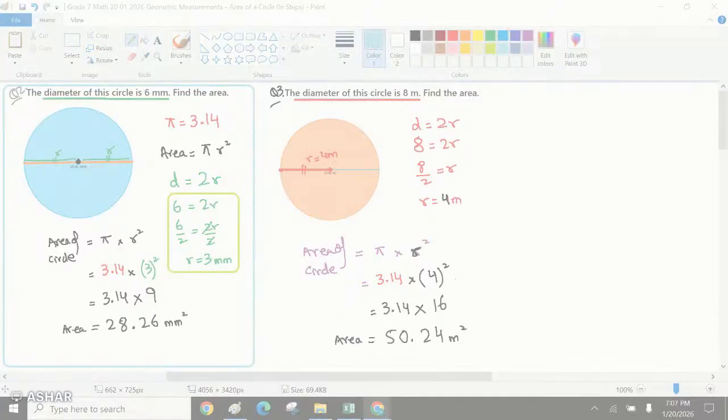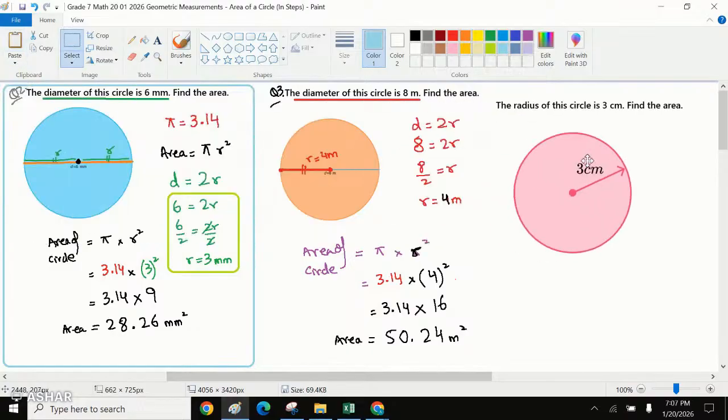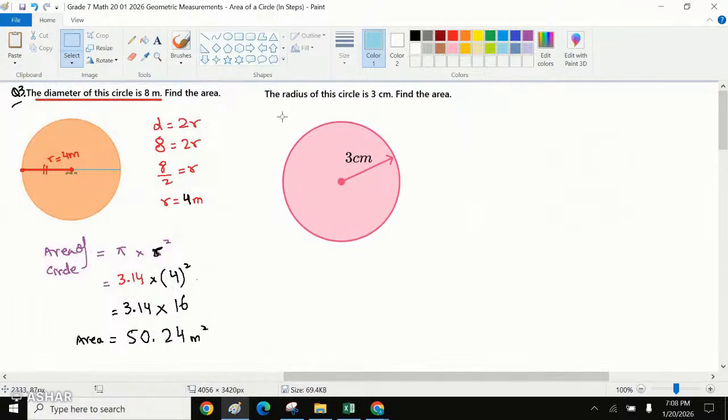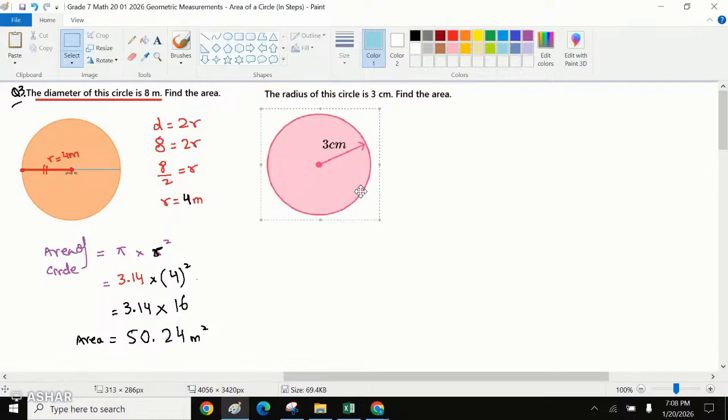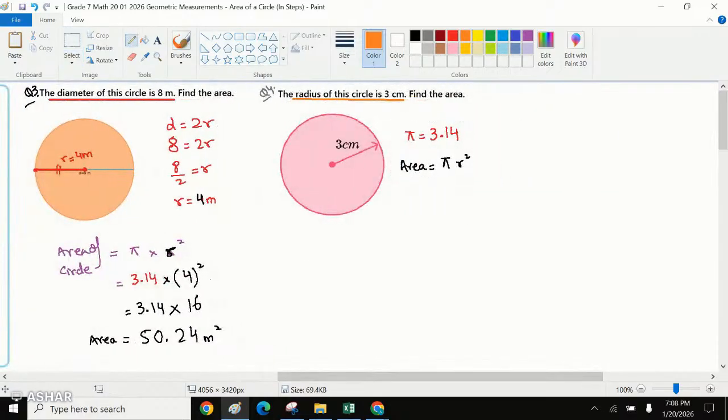Okay, the next question, I'm moving on to question number 4. The next question tells us the circle is given to us. We need to find the area of this circle. So the radius is already provided to us. We do not have to worry about finding the radius because it's already there. Just the two pieces of information that we need to remember are these two values, that pi would be 3.14 and the formula for area is always pi r squared.